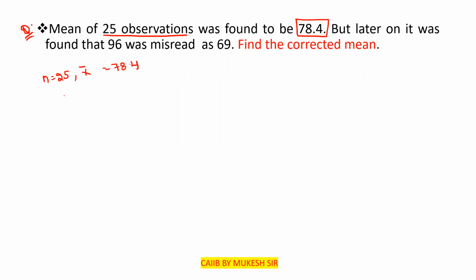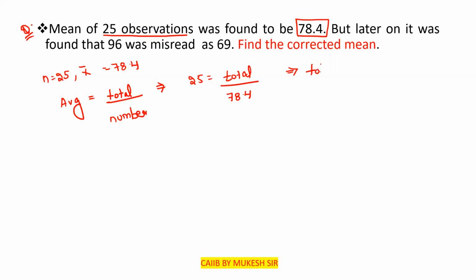So what is the total count? Average is equal to total upon number. Kindly remember this formula, just simply, total upon number. So here average is 78.4 and number is 25, and we have to find the total. The total comes out to be 78.4 into 25, which is 1960. Clear? So the total here comes out to be 1960.